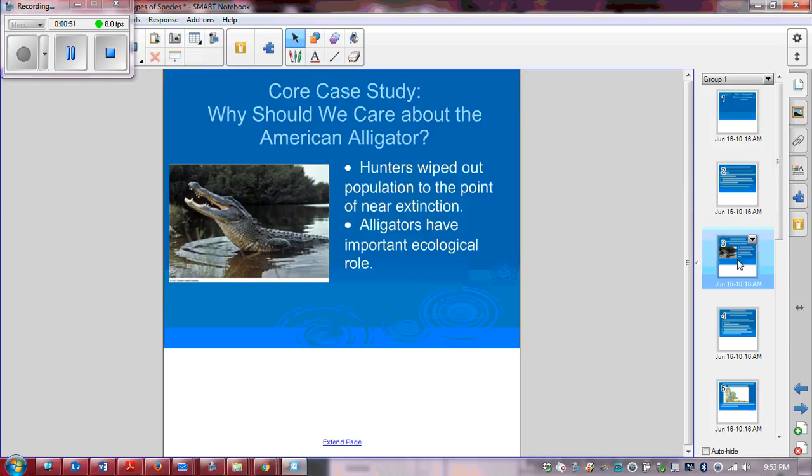So the first case study that you'll need to look through the text once again and fill in the parts about was about the American alligator. There's also in this lesson, after this video, another video about gator holes and what their importance to the rest of the ecosystem is.